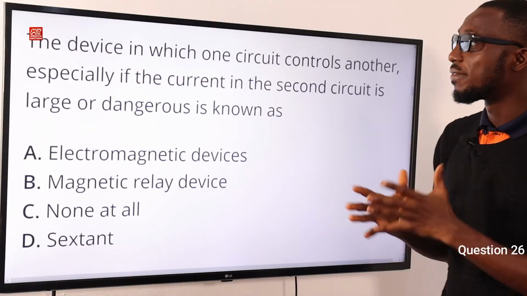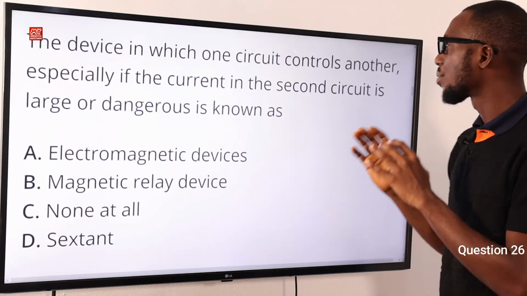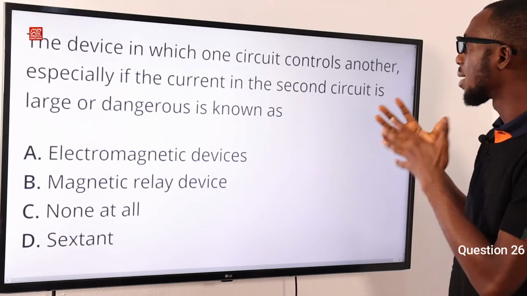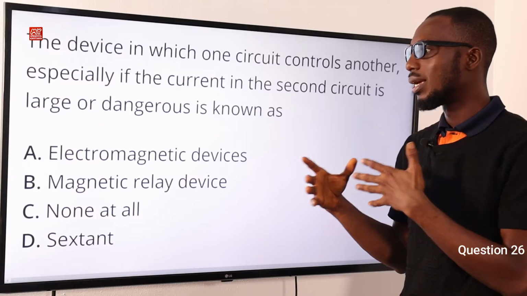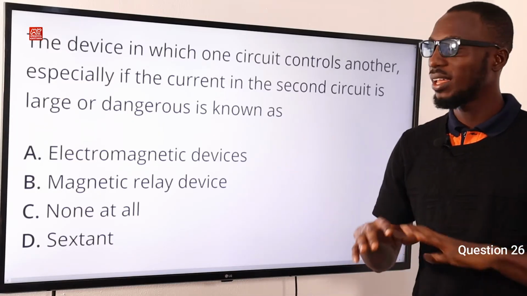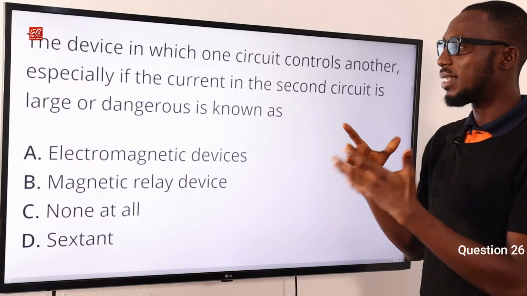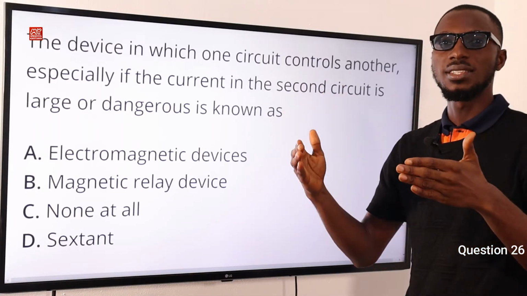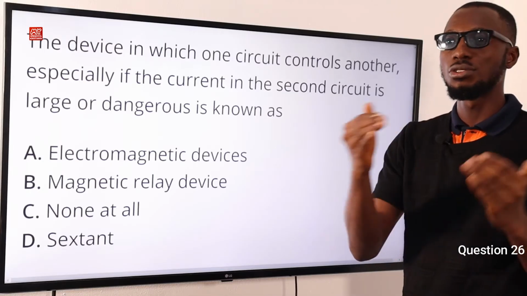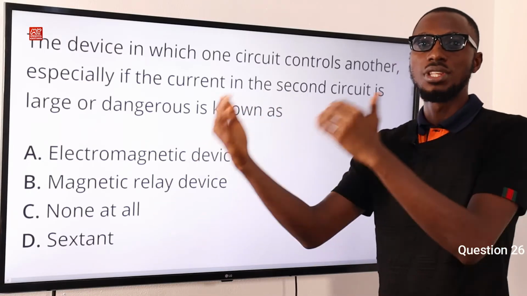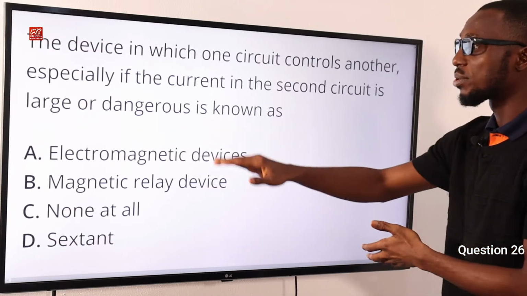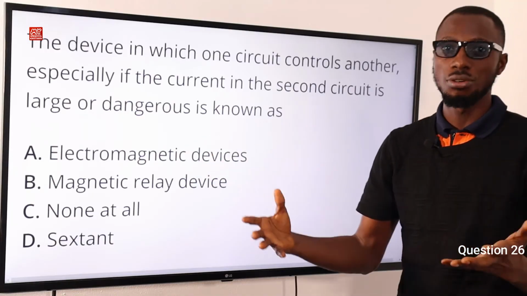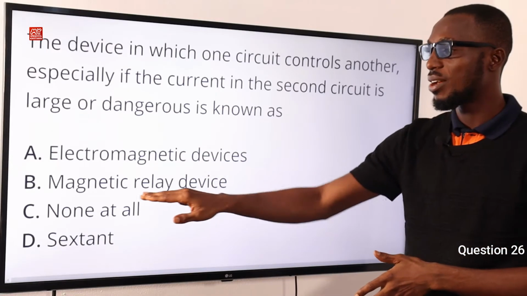Question 26. The device in which one circuit controls another, especially if the current in the second circuit is large or dangerous. This device is known as a relay, in physics. It uses a kind of electromagnetic setup, whereby the small current in one particular circuit is used to manage or control the other one in the other circuit. And in this situation, the second circuit actually contains a larger amount of current, or a dangerous one. So that device is a relay.